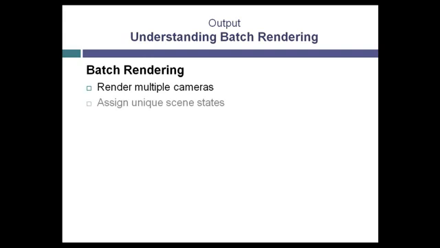Another powerful feature of the batch render that we'll look at in this chapter is the ability to assign a unique scene state to each entry in the render queue. This is going to allow us to set one camera to render a daytime scene and the second camera to render a nighttime scene. This can come in very handy because you only have to have one version of your file and you don't have to worry about maintaining two separate files.